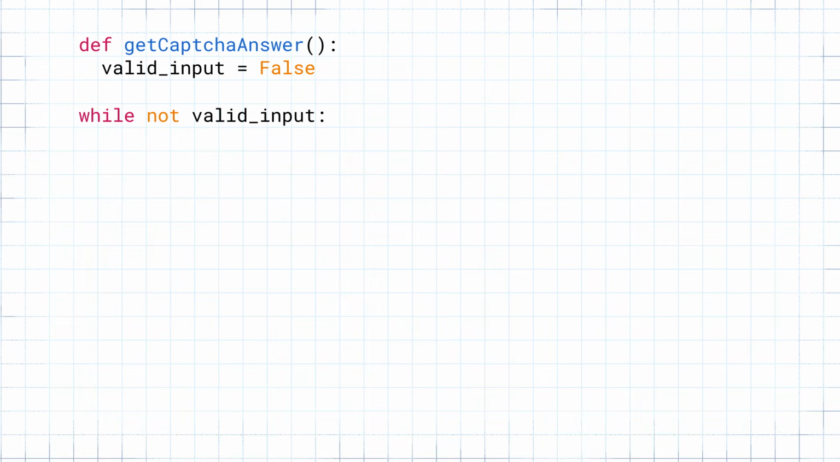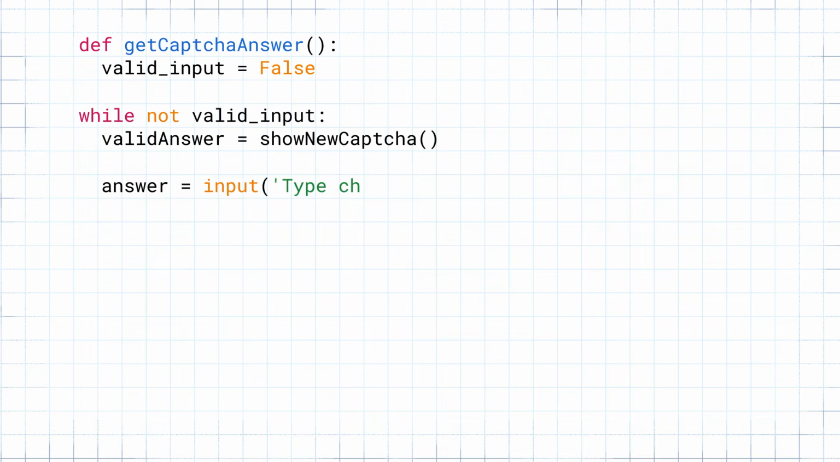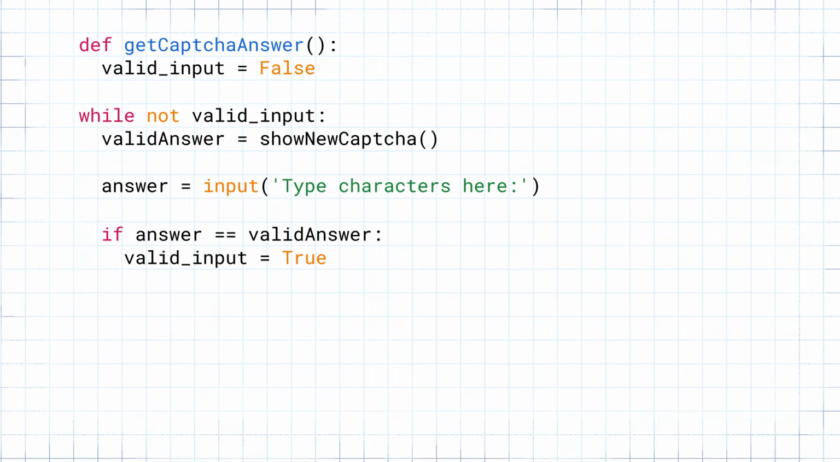In the while loop, we'll show a CAPTCHA by calling the provided showNewCAPTCHA function, which will return the correct text answer to our CAPTCHA. We'll then ask the user for their answer, store their response into a variable called answer, and then check if their answer is a valid one. If it's a valid answer, we'll update valid input to true. That way, the next time our program checks the conditional on this loop, it'll exit the loop and continue with the rest of our program.